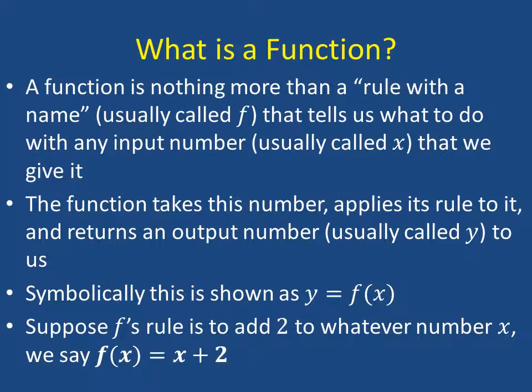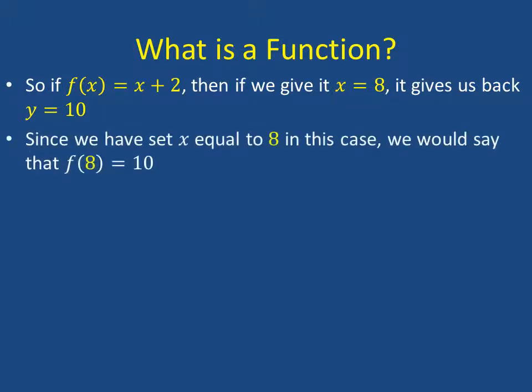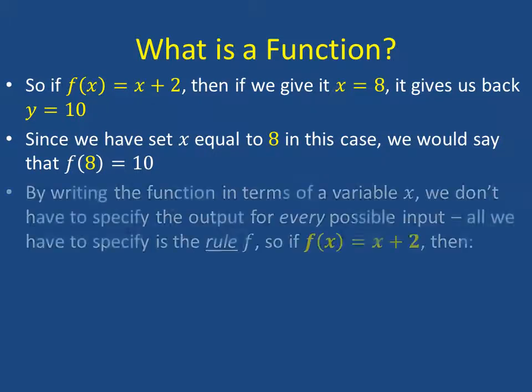So if f's rule is to add 2 to whatever number x we give it, we would say f of x equals x plus 2. So if f of x is equal to x plus 2, then suppose we give it x equals 8. It's going to give us back y equals 10. Since we set x equal to 8 in this case, we would say that f of 8 equals 10.